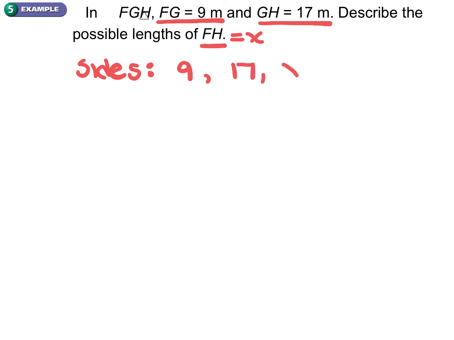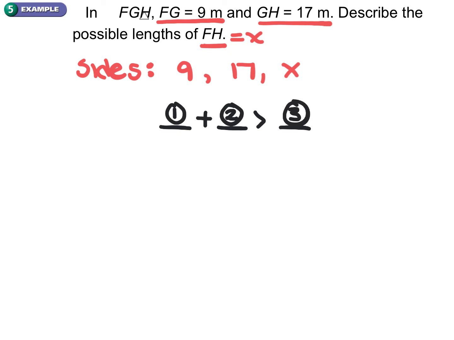Now the next question asks us to determine what are the possible lengths of FH. Given that we have triangle FGH, FG has a length of 9, GH has a length of 17, we don't know what FH is, so I'm going to call it X. So the side lengths are 9, 17, and X. The issue is we need to check all three combinations because we don't know which is the smallest and the largest side. So I'm basically going to write 3 inequalities filling in these blanks. So are the two sides greater than the third? This is the first, the second, and the third spot.